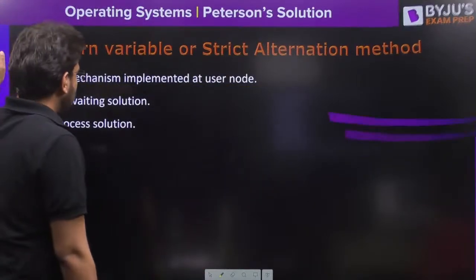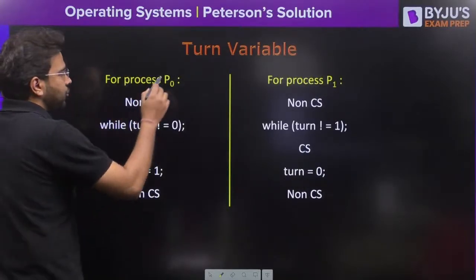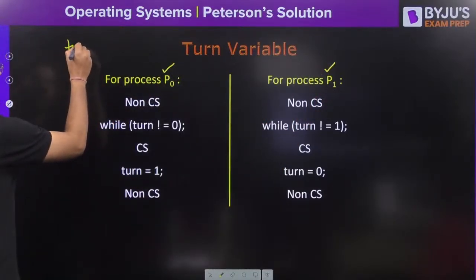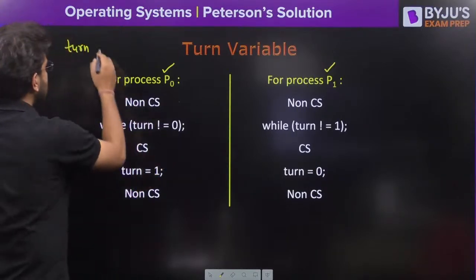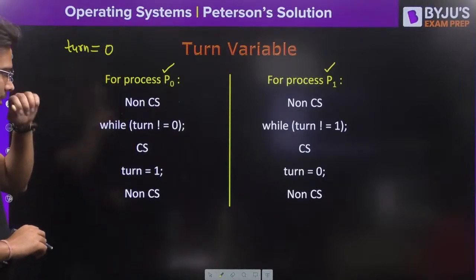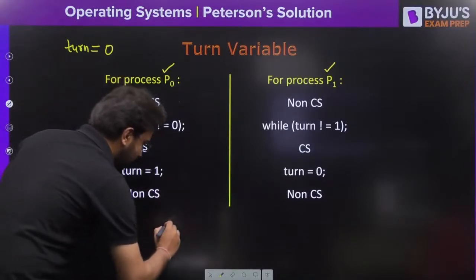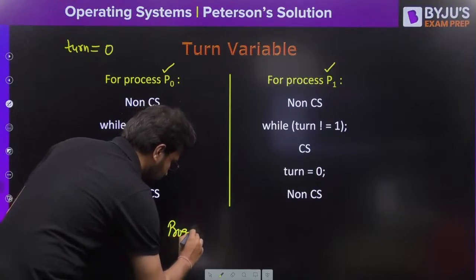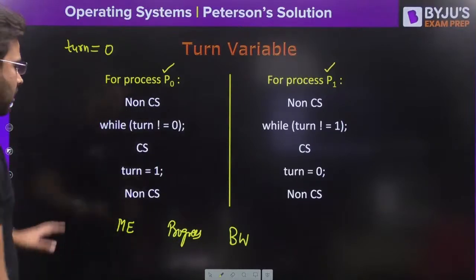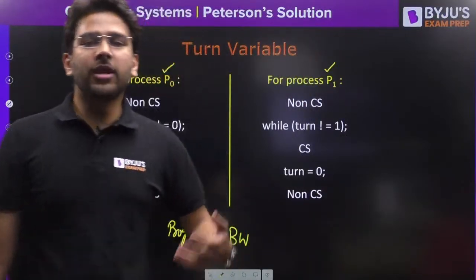Then now let's see the code of this turn variable. Now if you see here, there are two processes, process P0 and process P1, and now assume that you have one turn variable which is common for both the processes. So let's say the initial value of turn is equal to 0. Now we have to find out whether it satisfies mutual exclusion, whether it satisfies progress, whether it satisfies bounded waiting. So these three conditions we are going to check. If it satisfies all the three conditions, then we can say yes, it is a correct synchronization solution and we can use it.